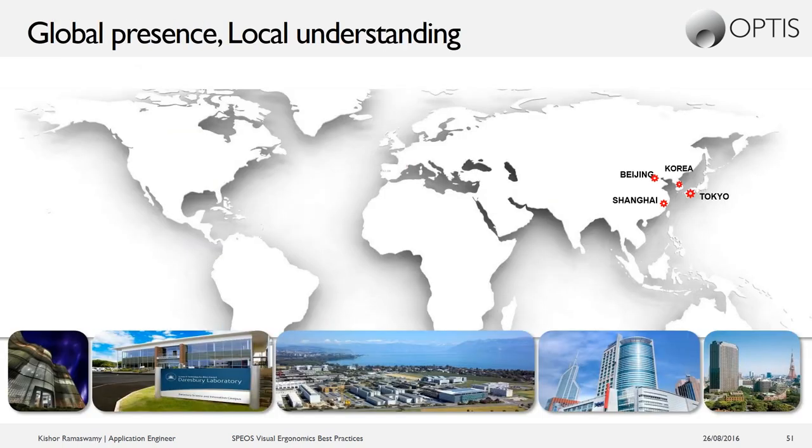So just the last slide on Optis. I'm sure most of you are already familiar, but we have a global presence. And in North America, our two offices are located in Detroit and in San Francisco.